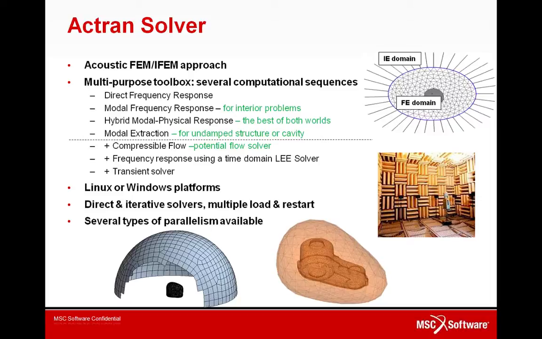Then finally, we have different types of parallelism that are available, so the computation can be spread on different processors according to different strategies that are available. So we have frequency parallelism, domain parallelism, or matrix parallelism.